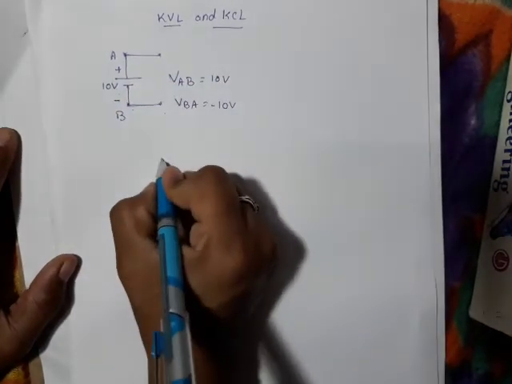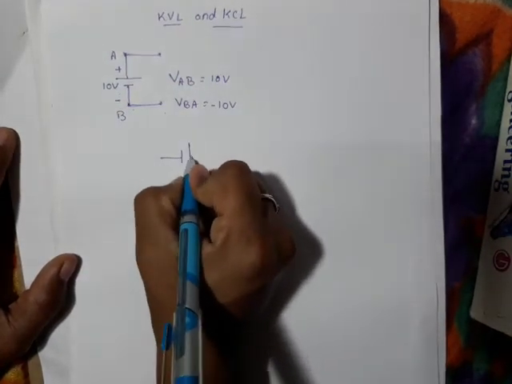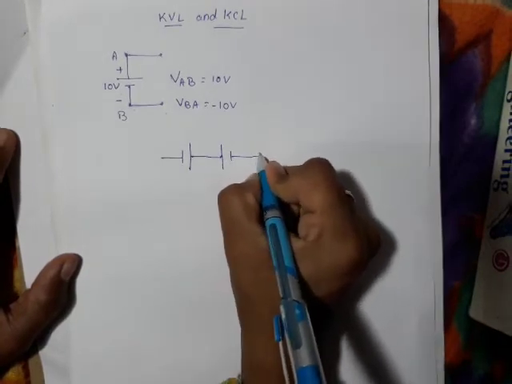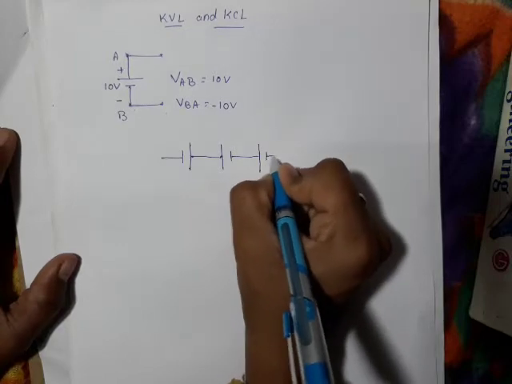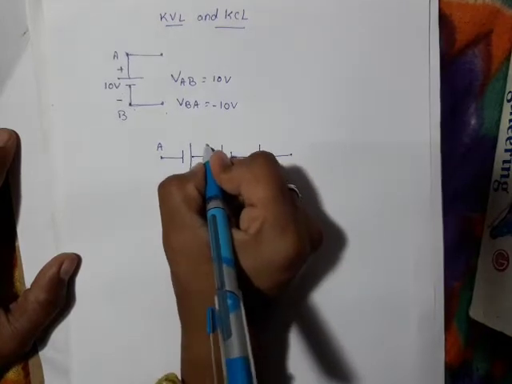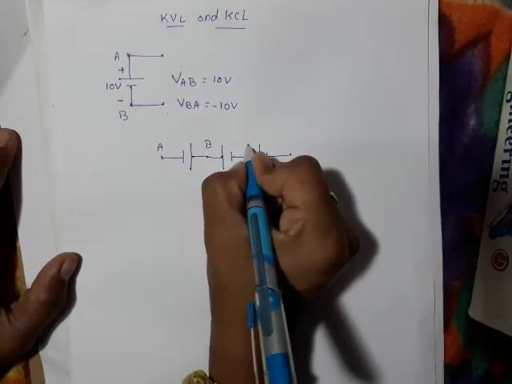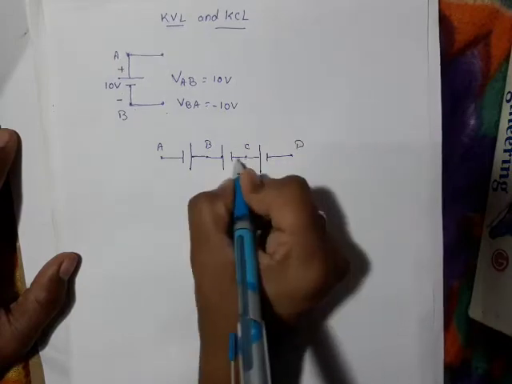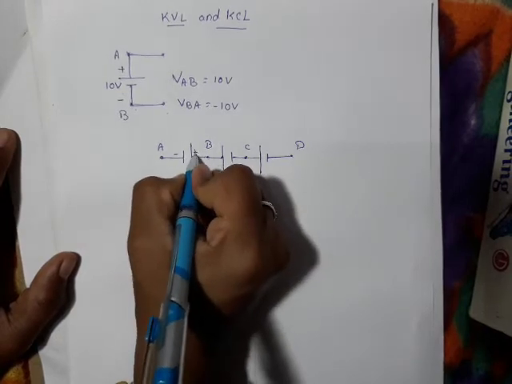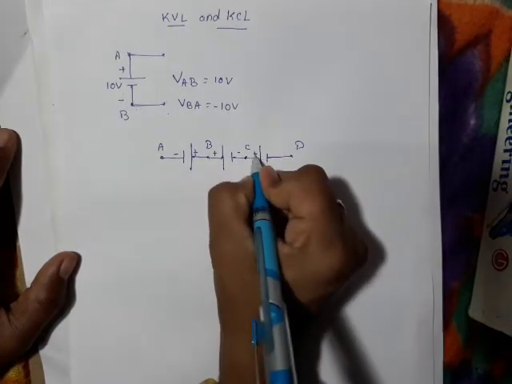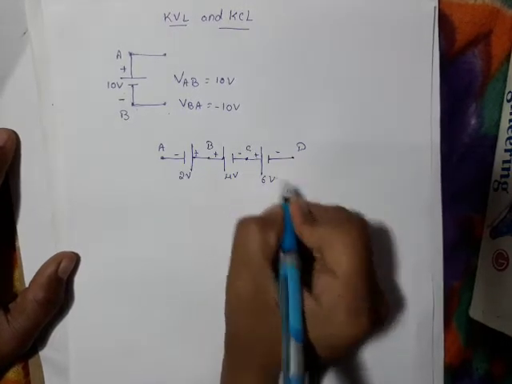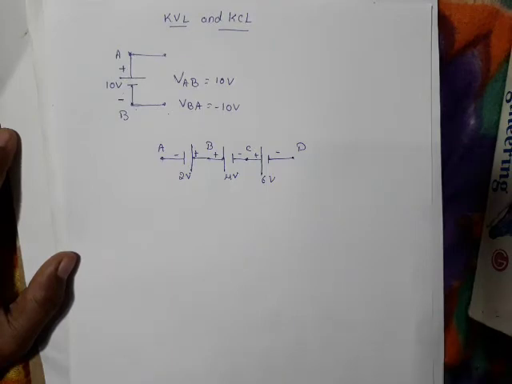Now one more technique. I'll write the same battery source in another way. Let this terminal be A, this B, this C, and this D. This is minus, this is plus, this is plus, this is minus, this is plus, this is minus. Let it be 2 volts, 4 volts, 6 volts. Now listen carefully, this is very important.